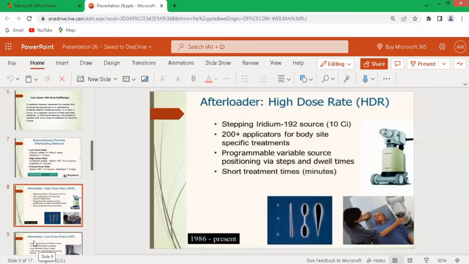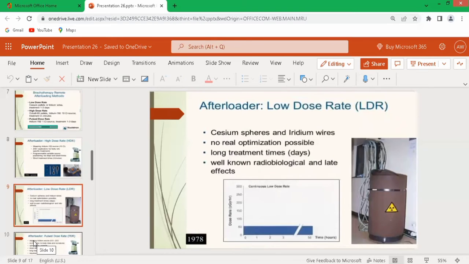And the afterloaded low dose rate, LDR, cesium spheres and iridium wires. No real optimization possible. Long treatment times. Well known radiobiological and late effects.